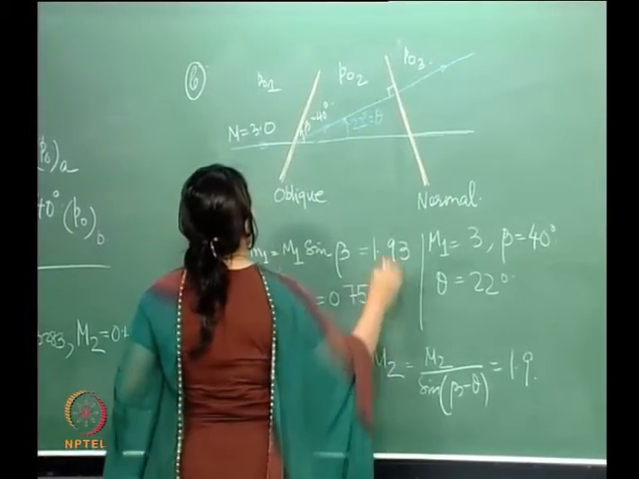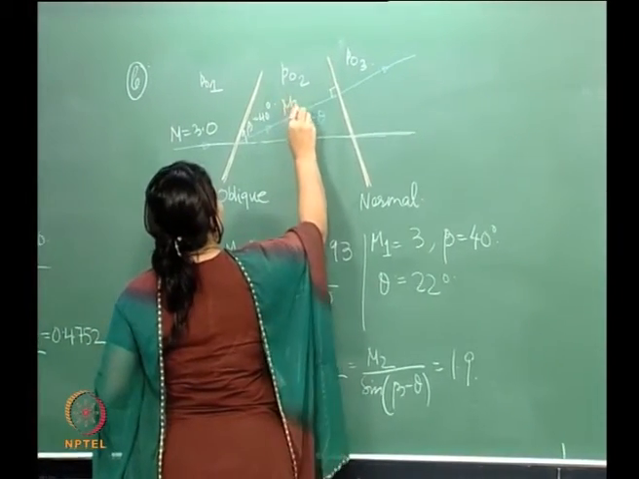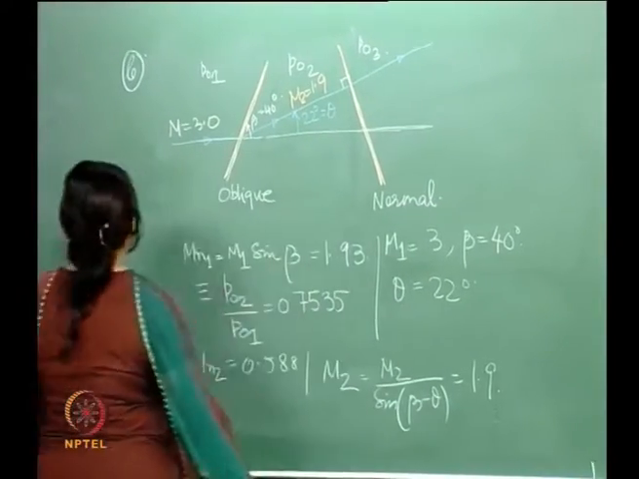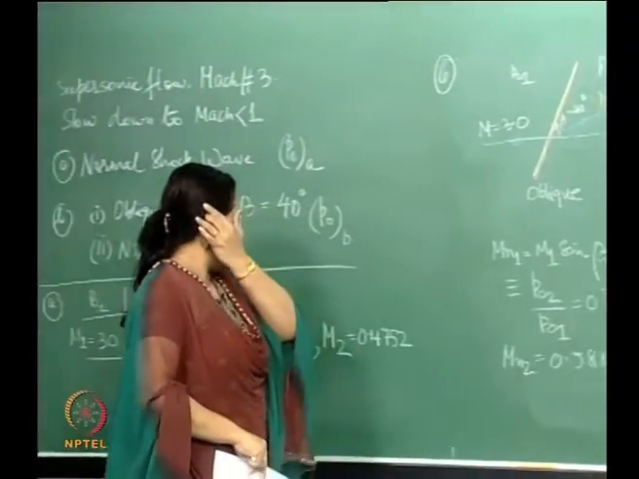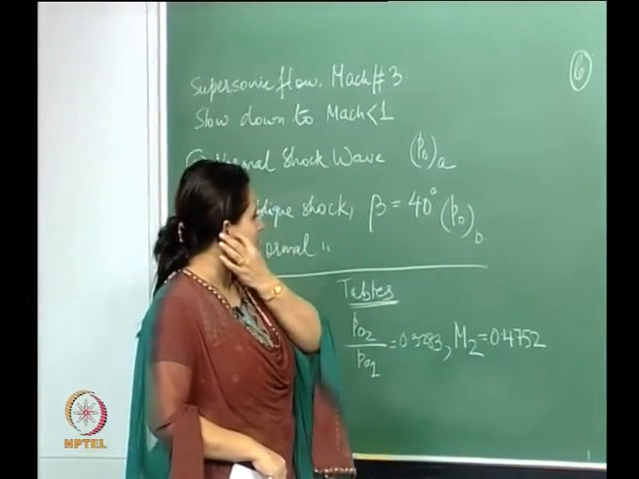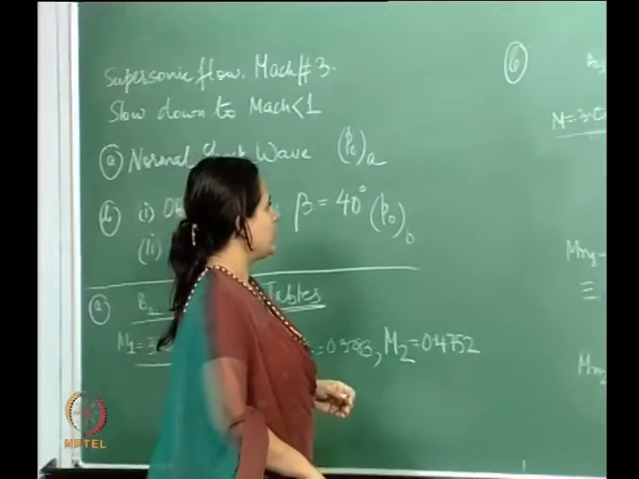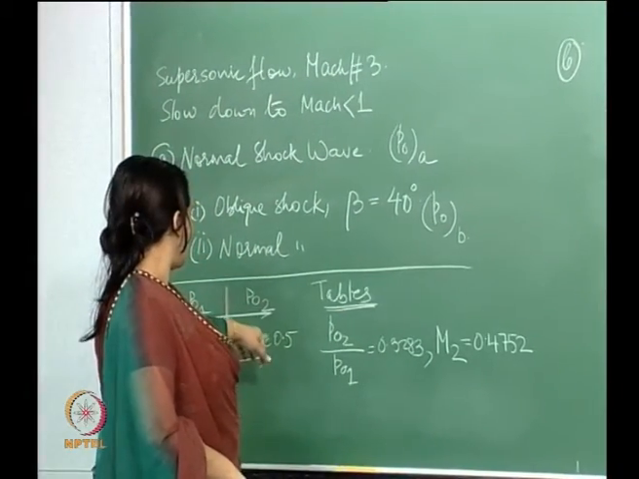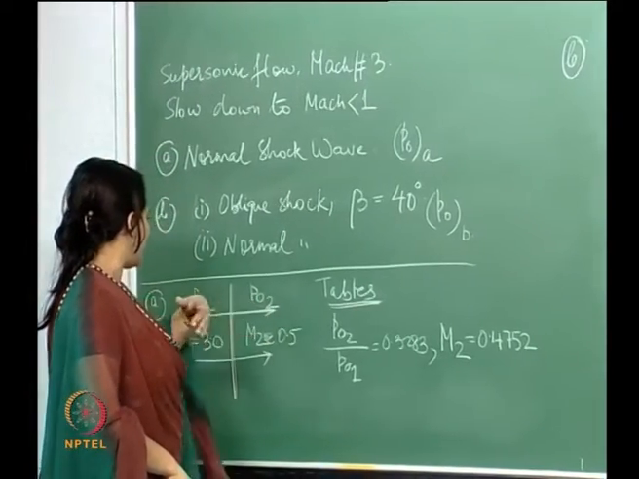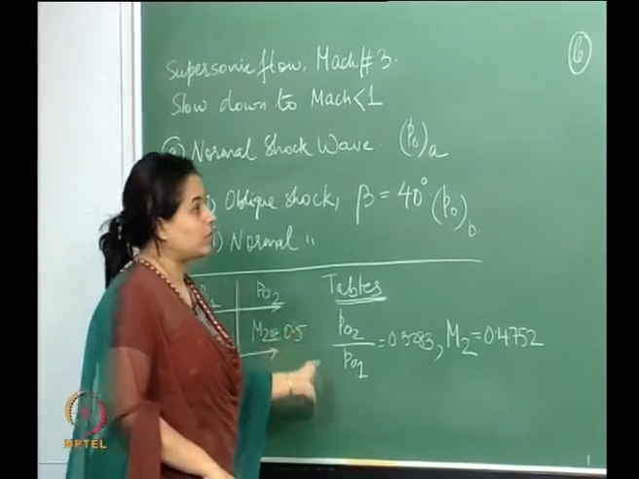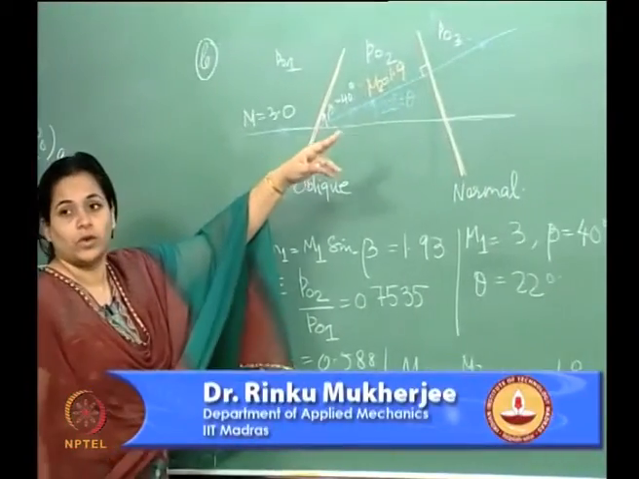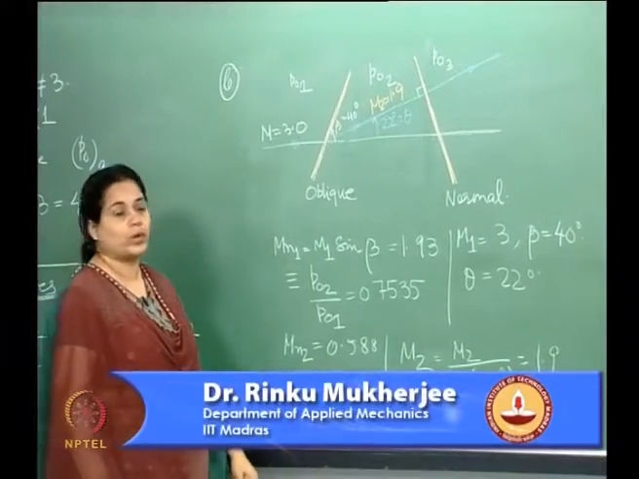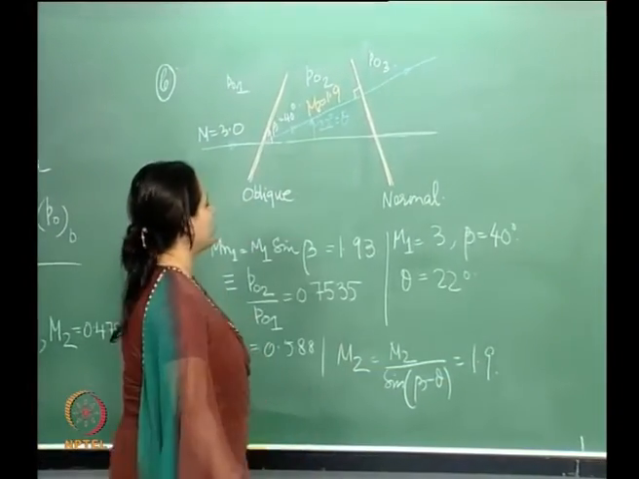So the Mach number here is 1.9, which is nearly 2. Here of course it was 0.5; when I pass it through a normal shock, I directly get a subsonic flow. Here I haven't got a subsonic flow yet, it is still slightly supersonic. So we will now pass this through this normal shock and see what we get.